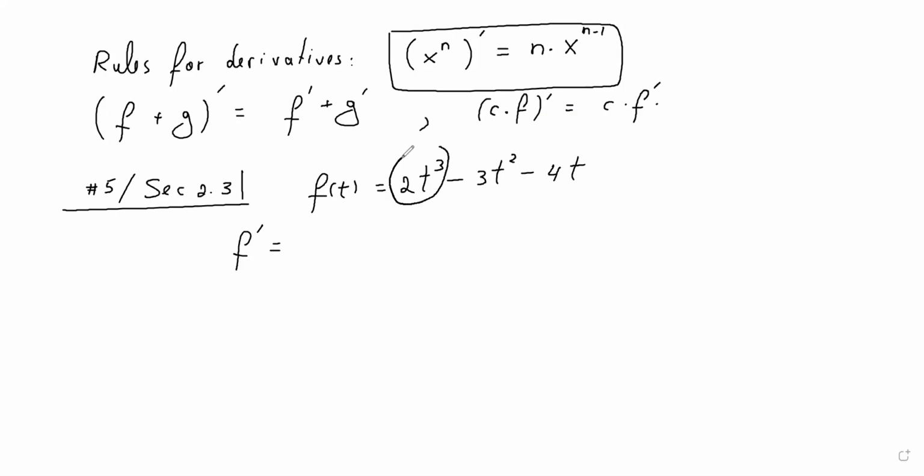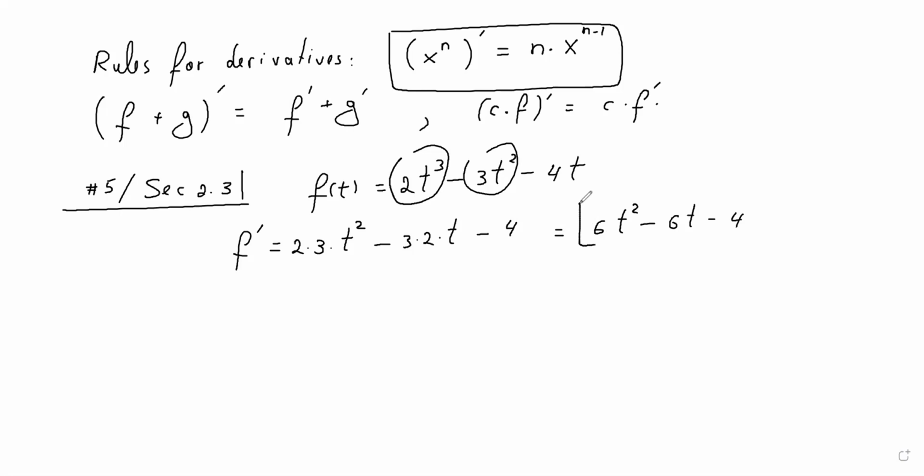So the derivative here, very quickly, folks. The derivative of 2t cubed is 2 times 3 times t squared. For the derivative of 3t squared, it's going to be minus 3 times 2 times t to the 2 minus 1. Minus, and then there's 4 times, because t prime is 1. So this ends up being 6t squared minus 6t minus 4. This is the derivative of this particular function.